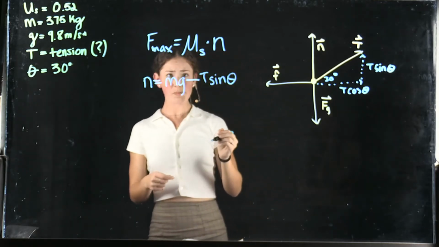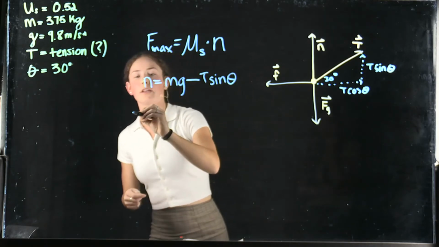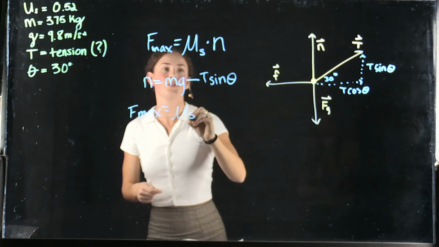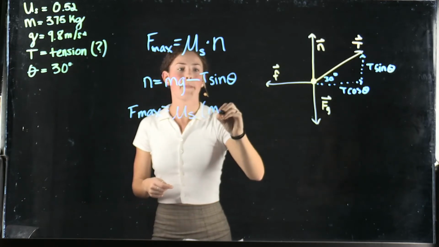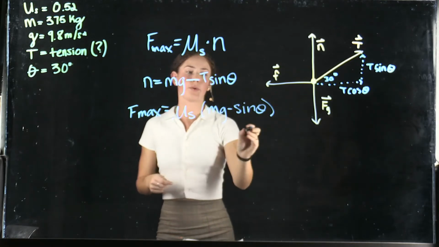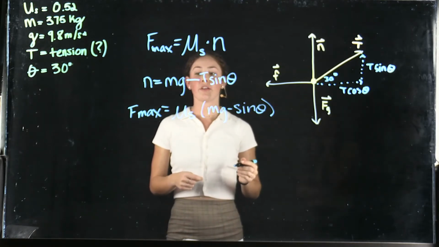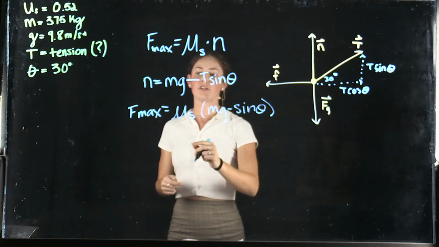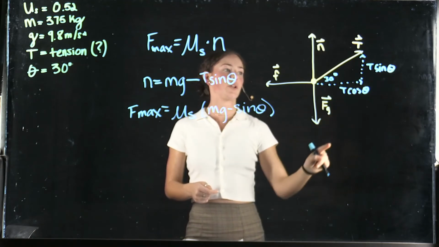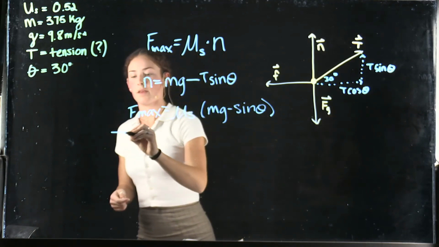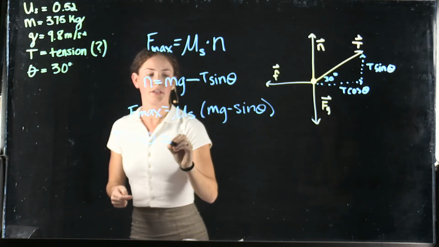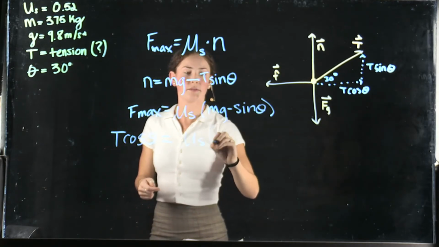So we can plug this into our F max formula. And so now we know the equation to find the maximum friction that we need to overcome. And so we're going to overcome that with this horizontal component of the tension. So we can set this whole equation equal to this side.